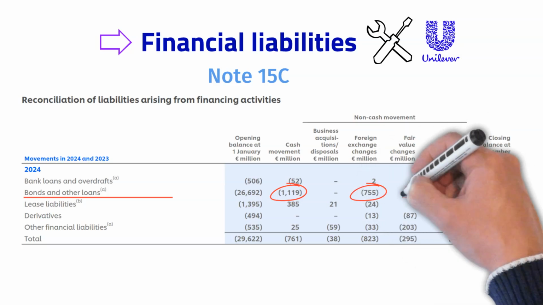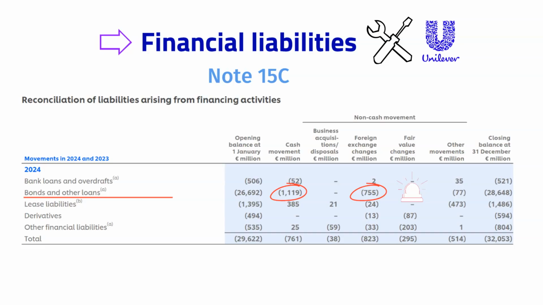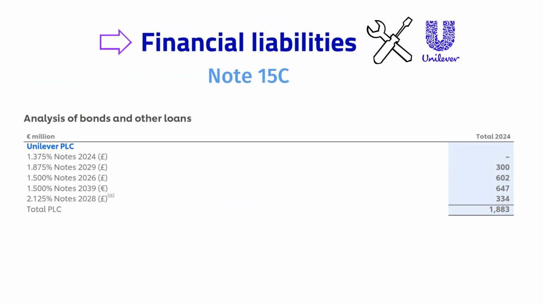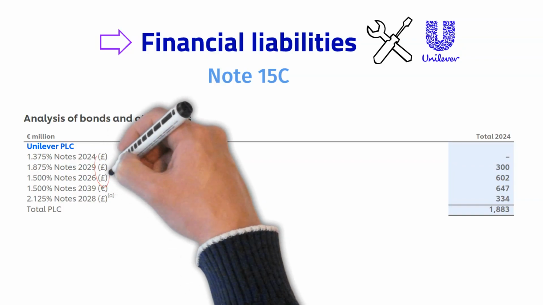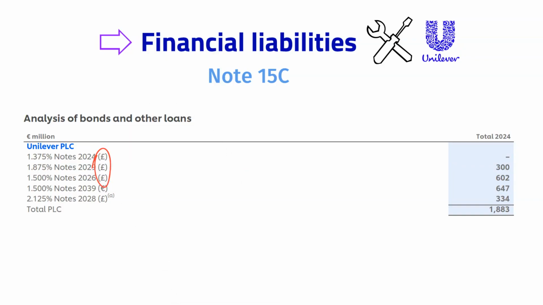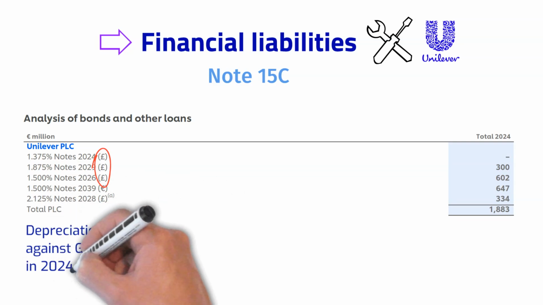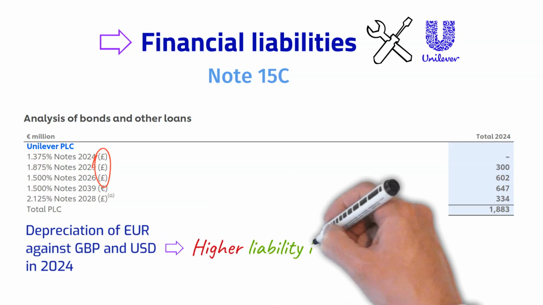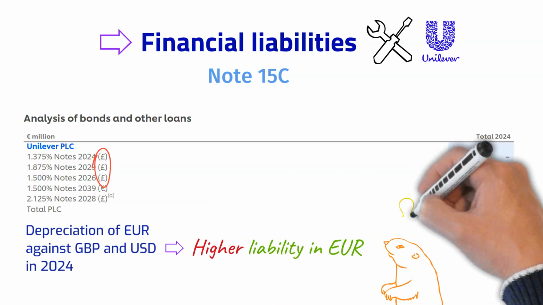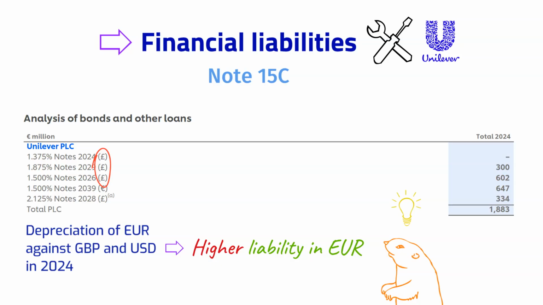They were responsible for more than 700 million of the increase. What was driving that? The note also shows us the split of bonds, and we see that some notes are denominated in British pounds. There are also a lot of notes in US dollar. If euro depreciates against these currencies, and it did in 2024 against both, the amount of liability in euro increases.